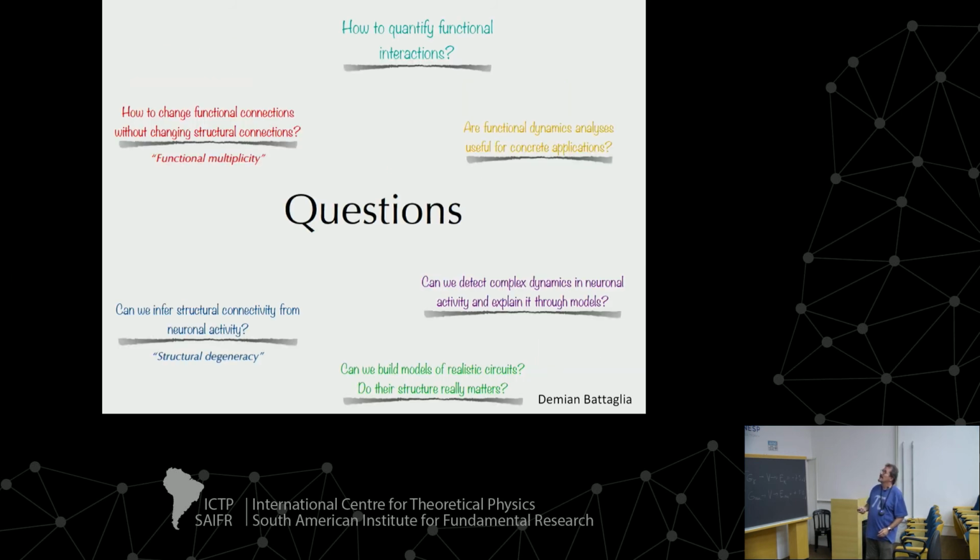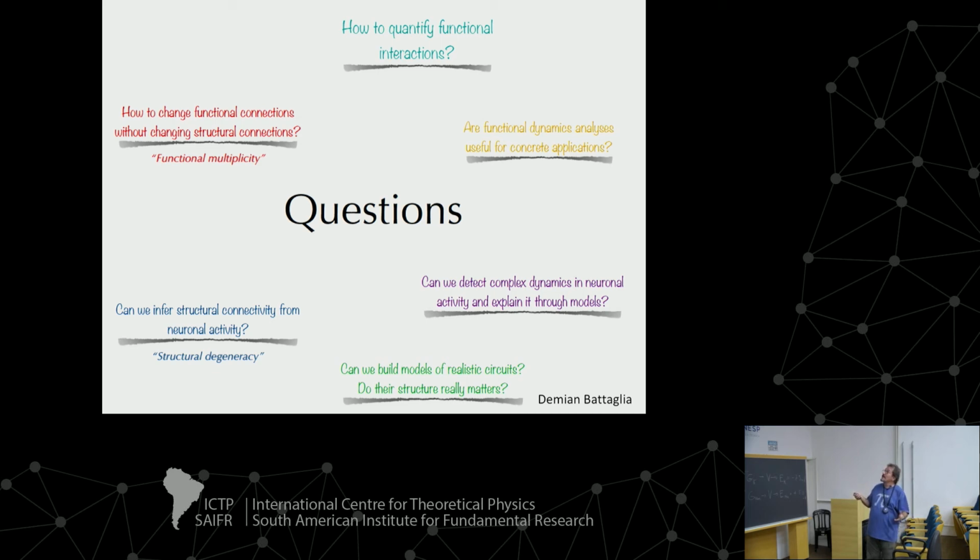But there are several questions here. Demian also wrote this, but I subscribe. So how to quantify functional interactions? How to change functional connections without changing structural connections? So with the same structural basis, how to change functionality in the network?